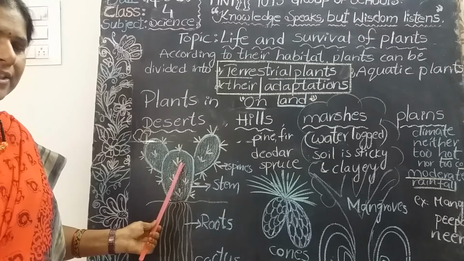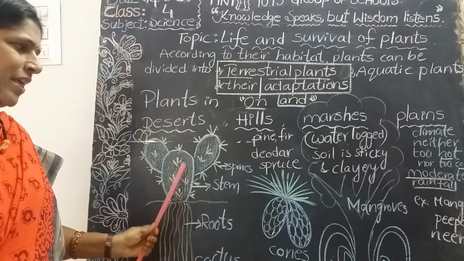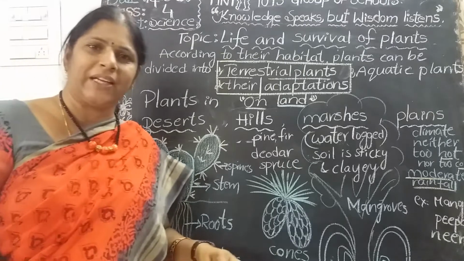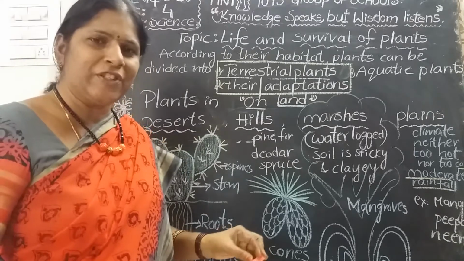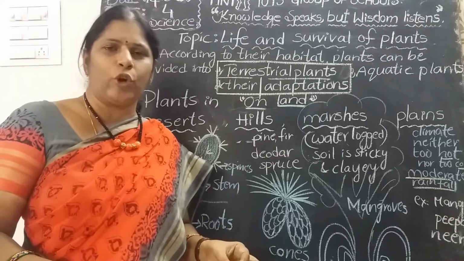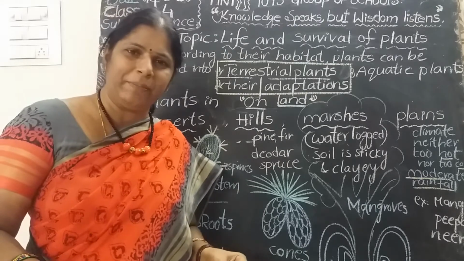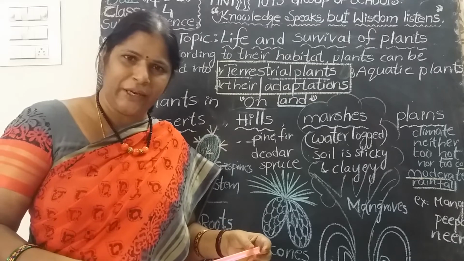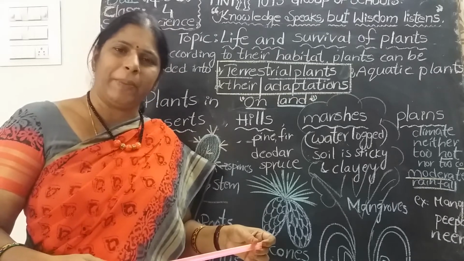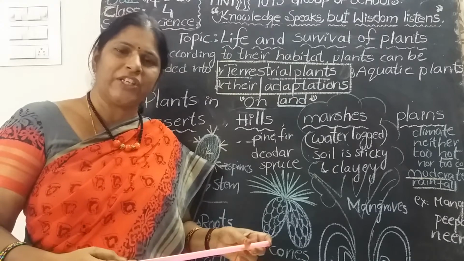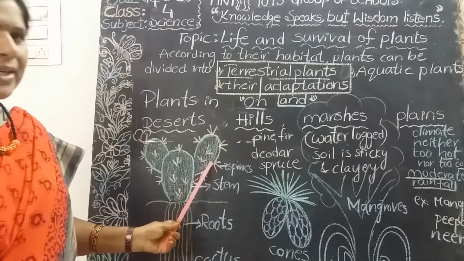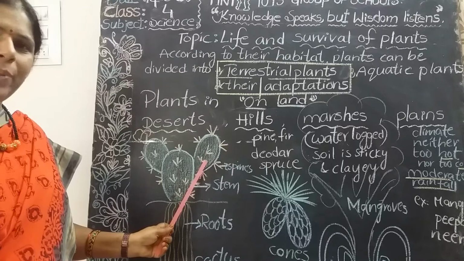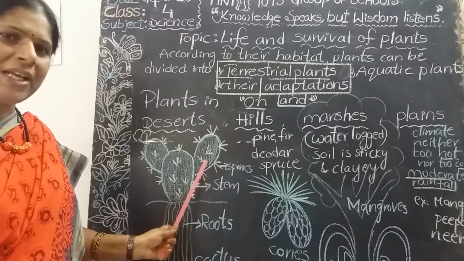This is the cactus plant. The stem is green. In the remaining plants the leaves are green, not the stem. Why are the leaves green in color? Because they have a green pigment called chlorophyll. Chlorophyll gives green color to the leaf. Leaves prepare their own food. But in cactus, the stem prepares the food. The stem is green because of the chlorophyll present in the stem.